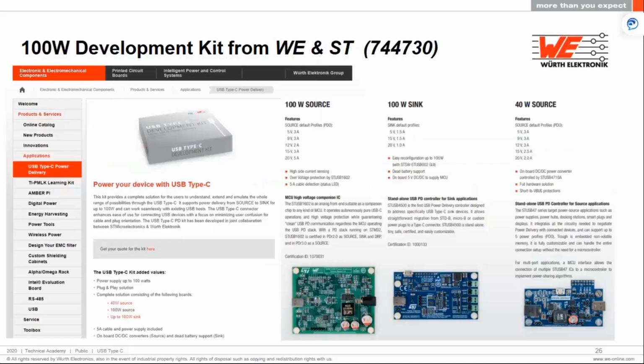And coming to the end of our presentation, we have a very functional and very effective development kit of 100 watts with ST. So if you want to experiment with USB Type-C content, if you want to experiment with Type-C panels, definitely go and check this kit out. It has a lot of functions and you can experiment a lot and learn a lot about USB Type-C.